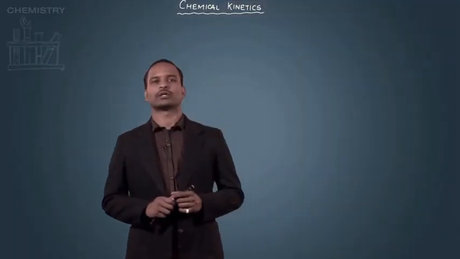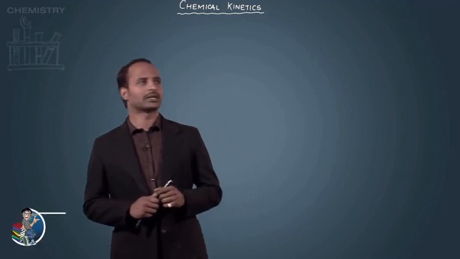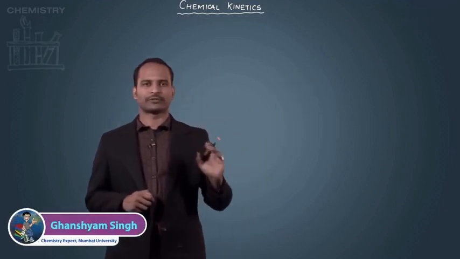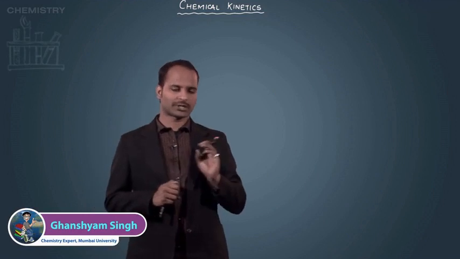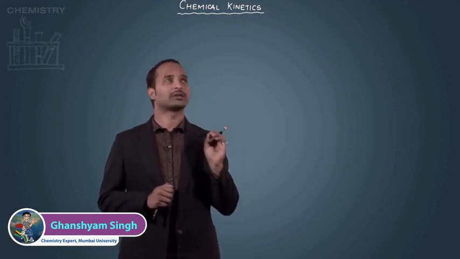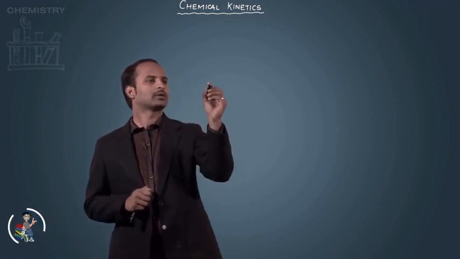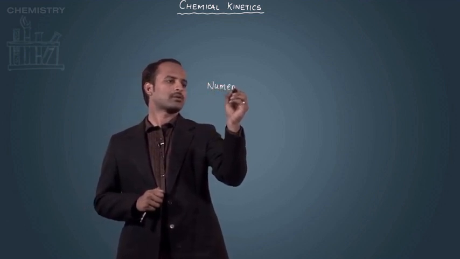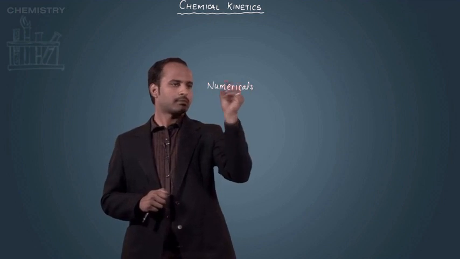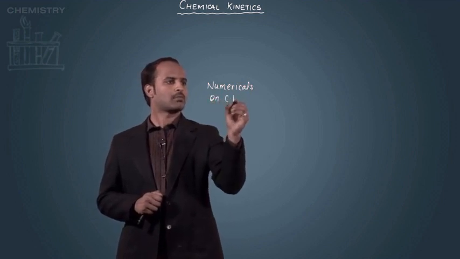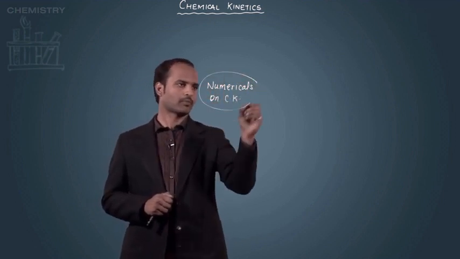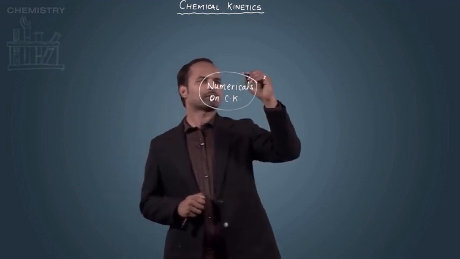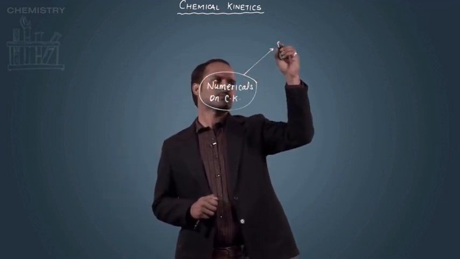So in this part we are going to solve the numericals which are based on chemical kinetics. So let's see first which type of numericals are asked and on which topic. The numericals on chemical kinetics are asked on the rate of reaction.